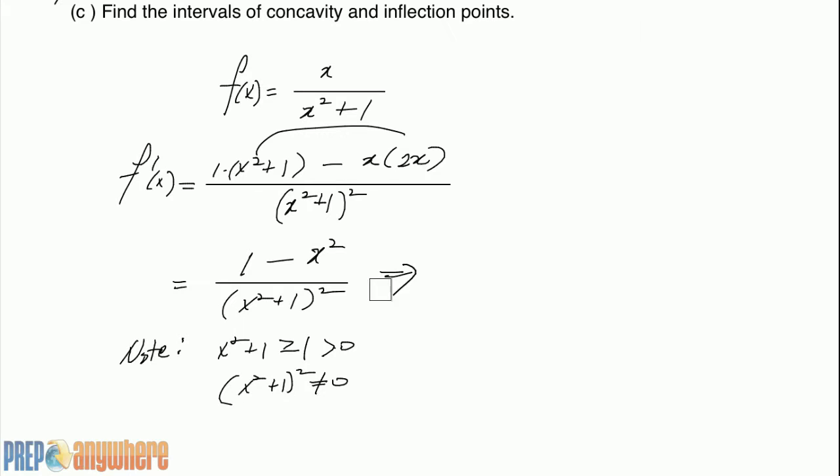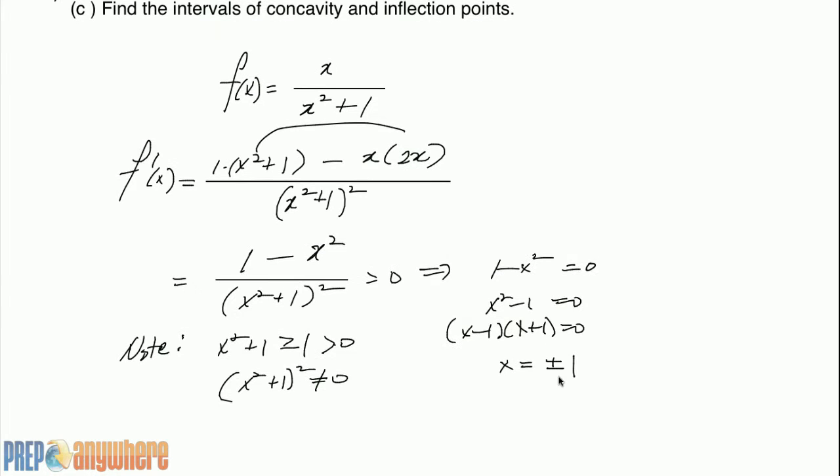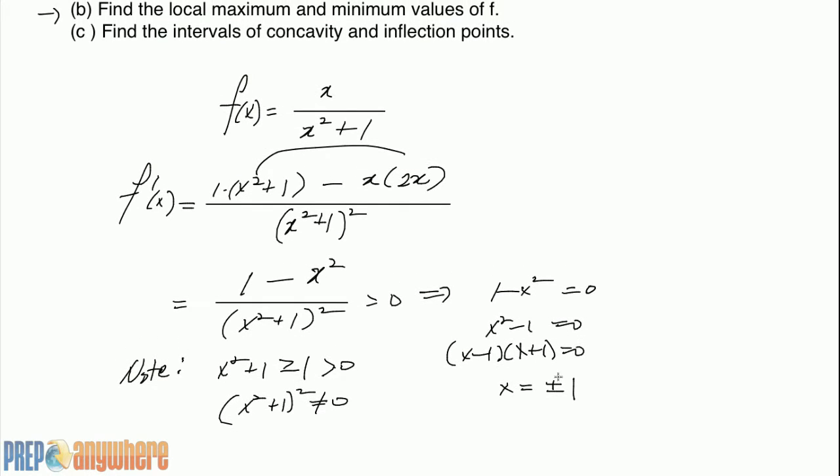Okay, so for this to equal 0, to get the critical numbers, it's only when 1 minus x squared is equal to 0. If I multiply both sides by -1, you get x squared minus 1 equals 0. So the critical numbers are plus and minus 1. Okay, so let me leave that there for now.